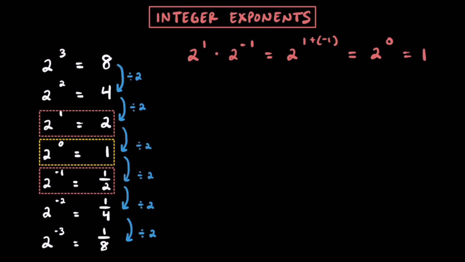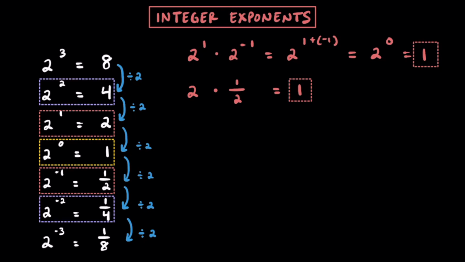So if 2 to the first power is equal to 2, and 2 to the negative first power is equal to 1 over 2, what's 2 times 1/2? Well, 2 times 1/2, or taking 2 halves and putting them together, that's also equal to 1. Hopefully that proves why that makes sense.